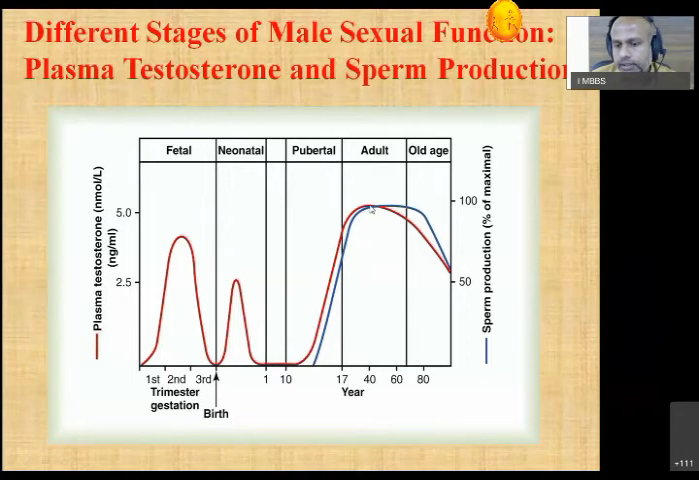Till the age of about 50 years, sperm production is 100%. At 60 years, 50 years, it is 100%. And the testosterone starts declining. After the age of 80 years, near about 90 years, the sperm production and testosterone level fall below 50%.